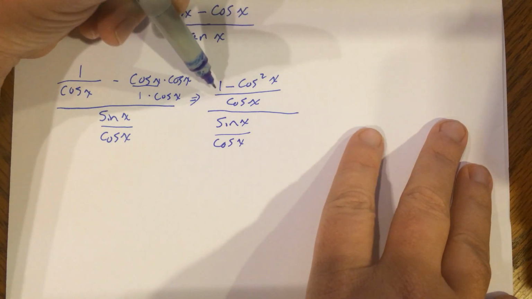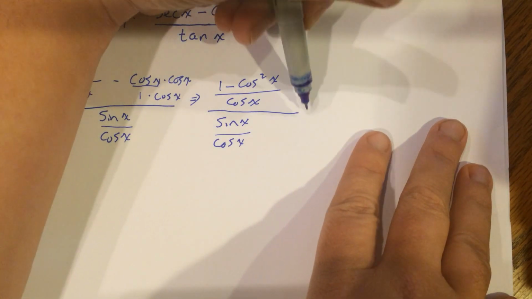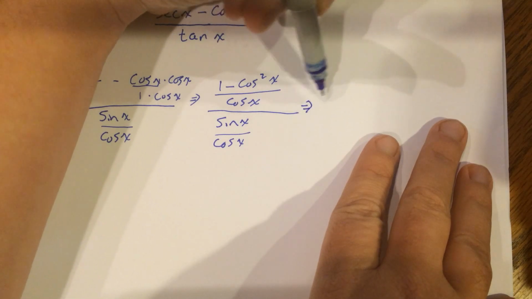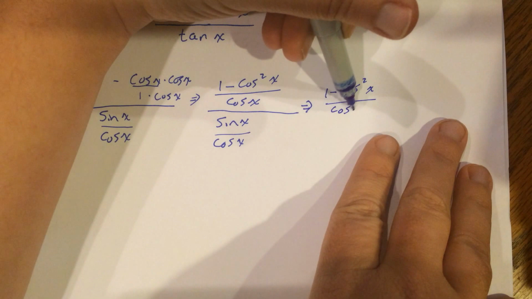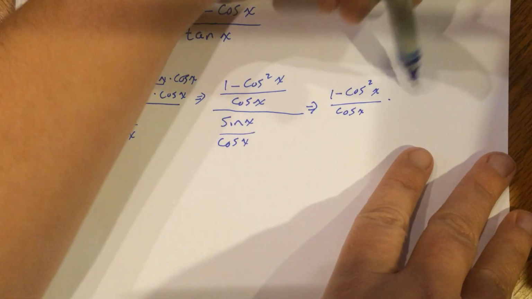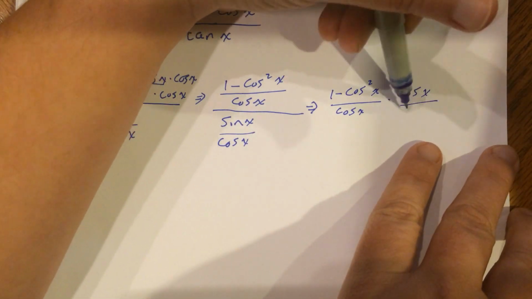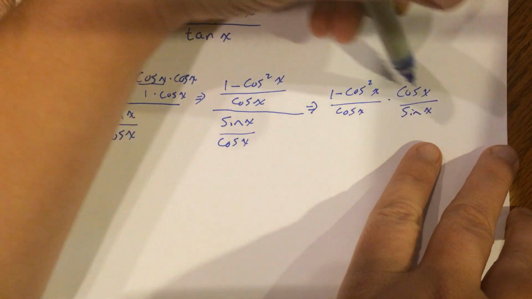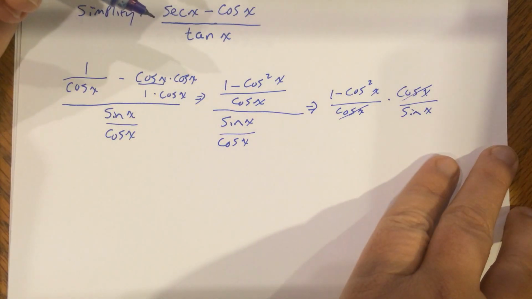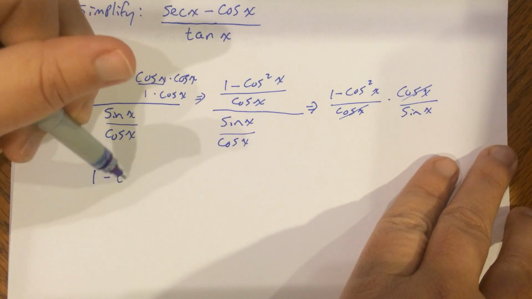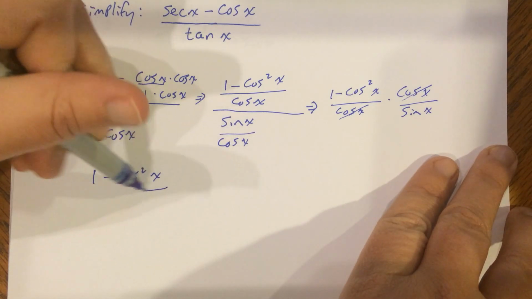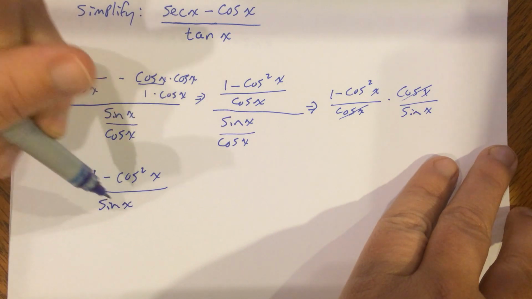Okay, so again, dividing fractions, so I flip the second one and multiply. So 1 minus cos squared x over cos x times cos x over sine x. Cosines cancel. So I'm left with right now just 1 minus cos squared x over sine x.